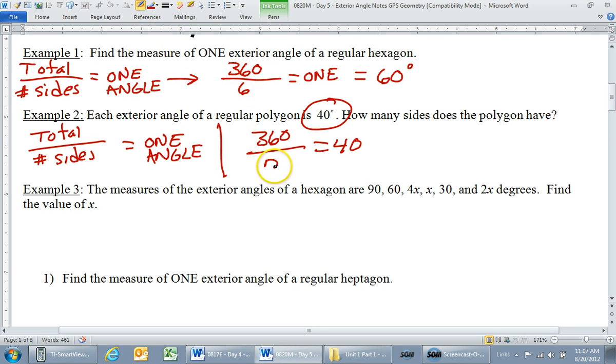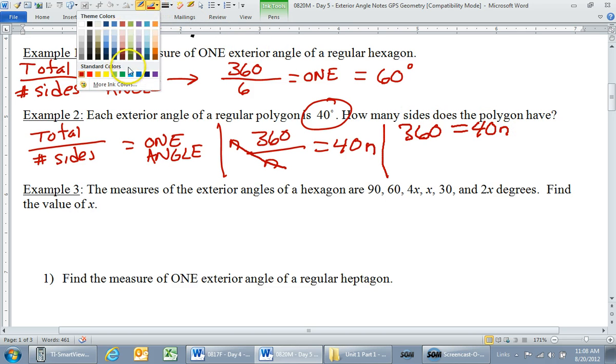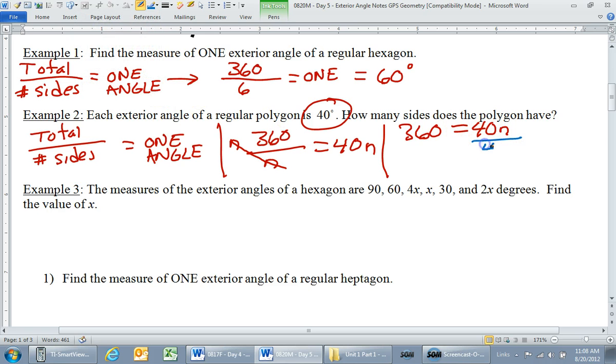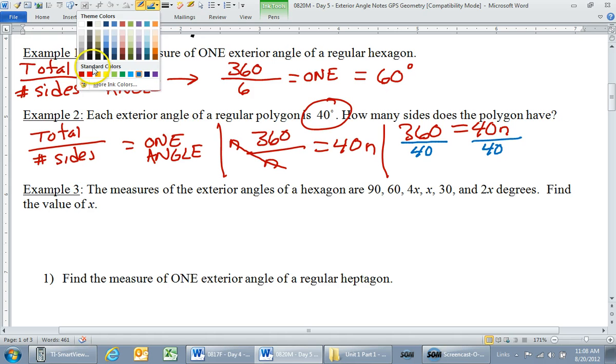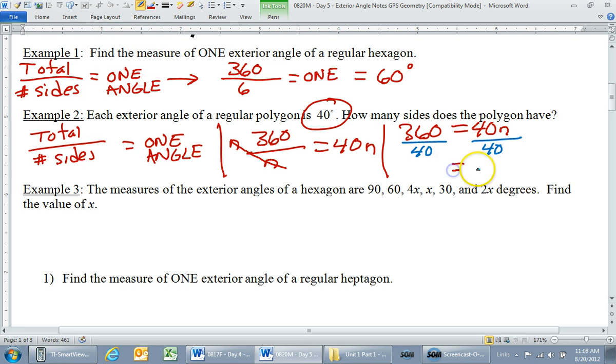So since I have n in the denominator, I could just multiply both sides by n, couldn't I? So that's going to cancel out those n's. That leaves me 360 is equal to 40n. So what's the last step? Just divide. This is what Daniel was saying. Divide everything by 40. So what is that going to be, you guys? 9. So this thing had 9 sides.